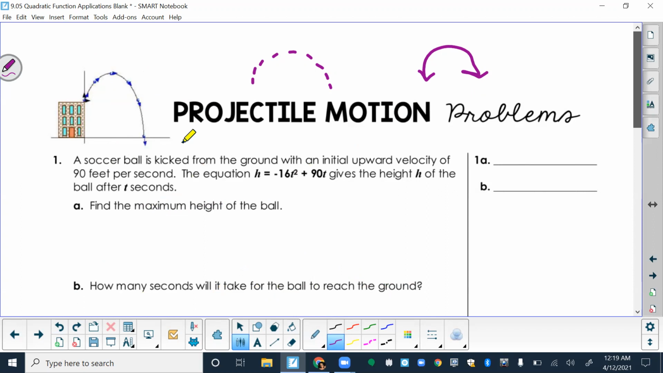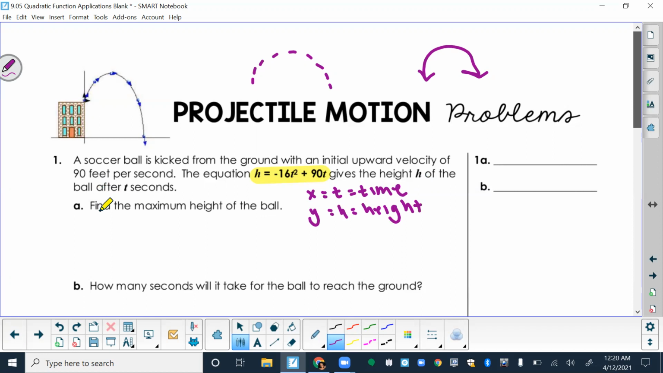So first we have a soccer ball is kicked from the ground with an initial upward velocity of 90 feet per second. The equation is h equals negative 16t squared plus 90t. So that will give the height of the ball after t seconds. Basically the t is our x value, right? The t is our input. So x equals t, which represents time. And the y value is replaced by h, which represents height.